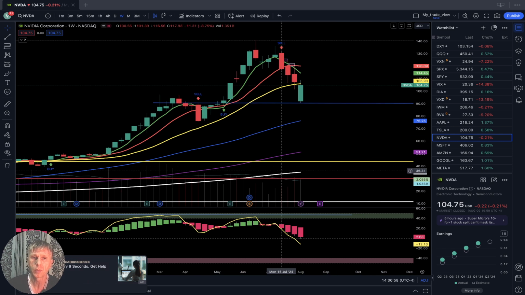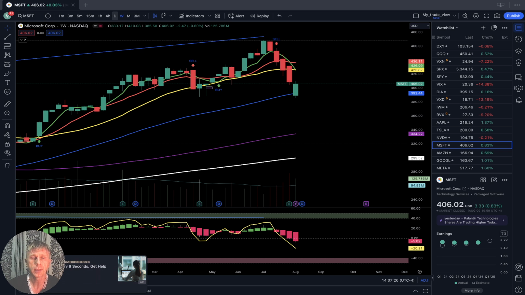The second one will be 76, and the later will be around $50, 50 and 40, a lot of support. Actually, huge space between this level, 75 and 50. Bearish trend for Nvidia.